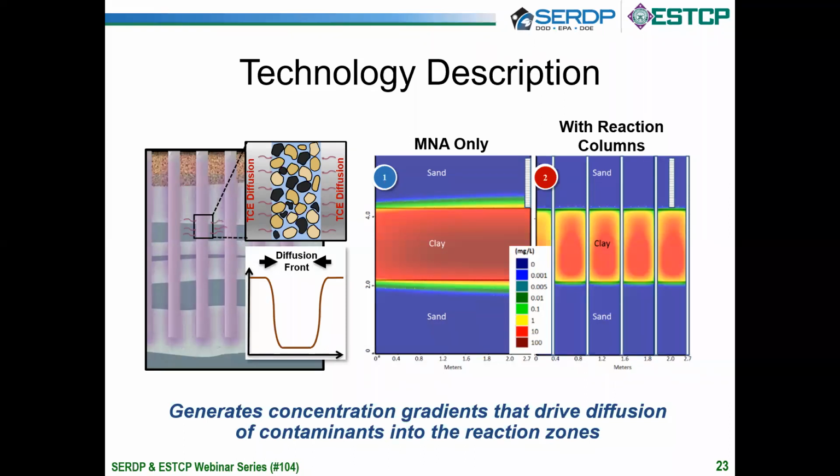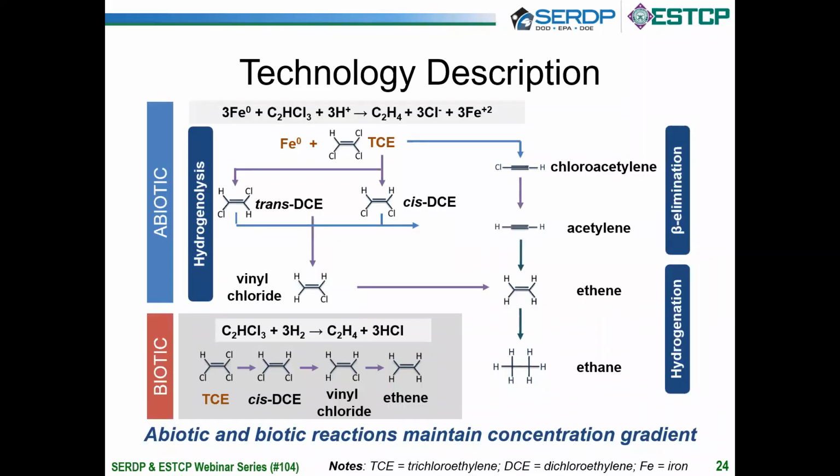So we move over to slide 24. The last point here on the technology description is that we're really relying on these abiotic and biotic reactions to maintain that concentration gradient between the reaction columns and the surrounding native material. Abiotic degradation of TCE generally follows a beta elimination pathway, and that's shown if you follow the pathway from your zero-valent iron and TCE across to a chloroacetylene, down to acetylene. And the benefit there is that we can look for those intermediates as proof that the abiotic degradation pathway is active at the site.